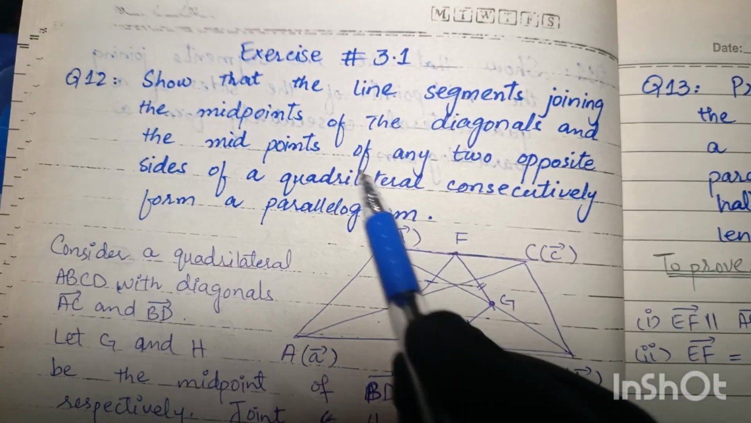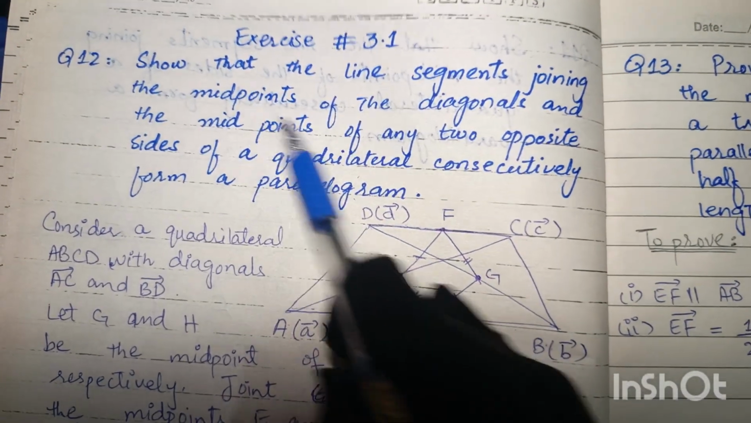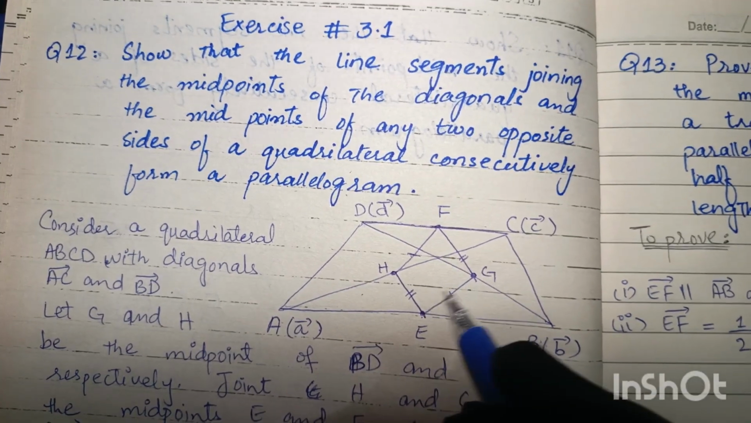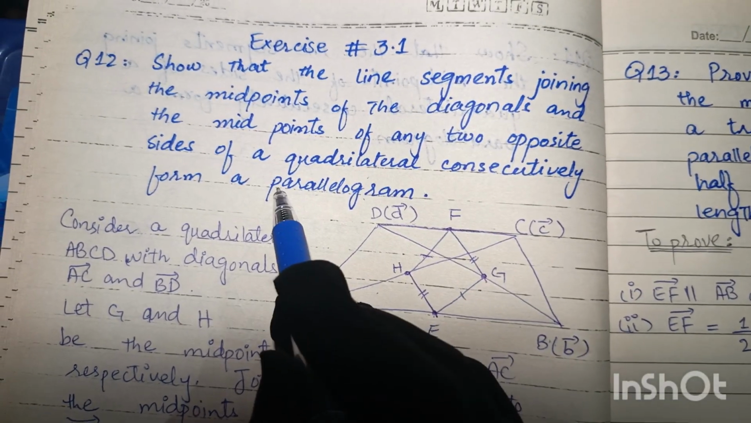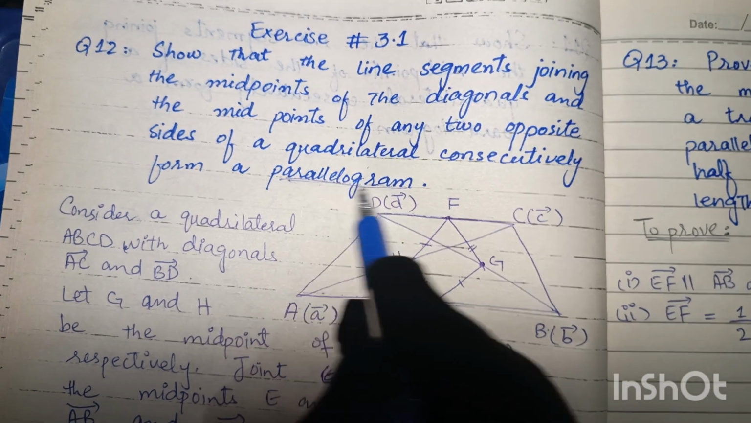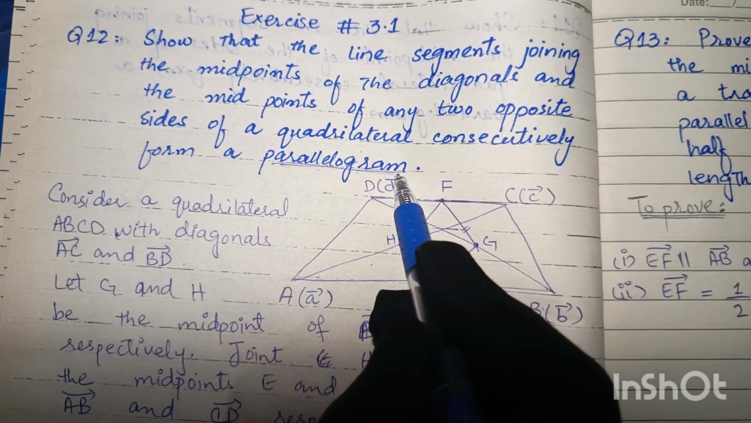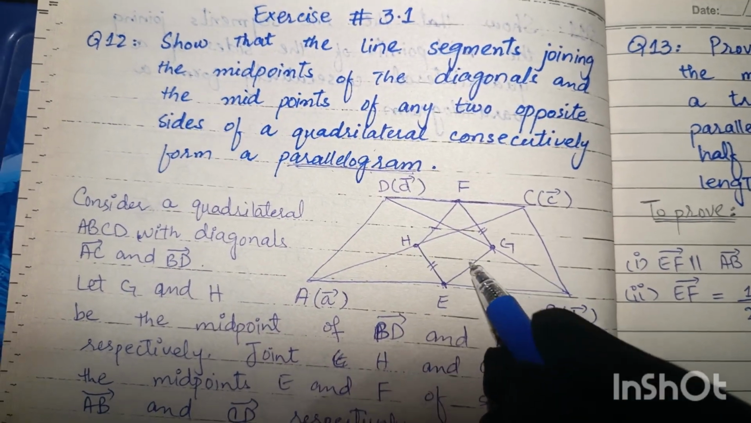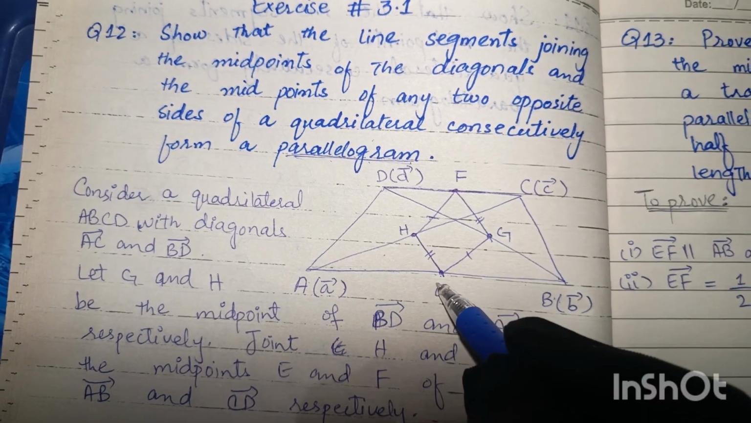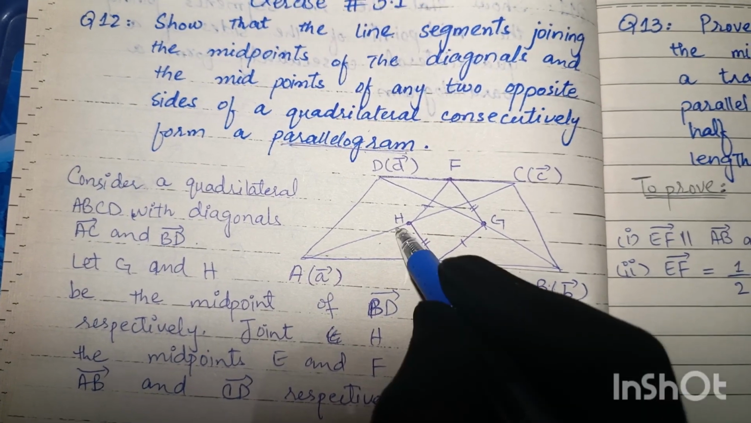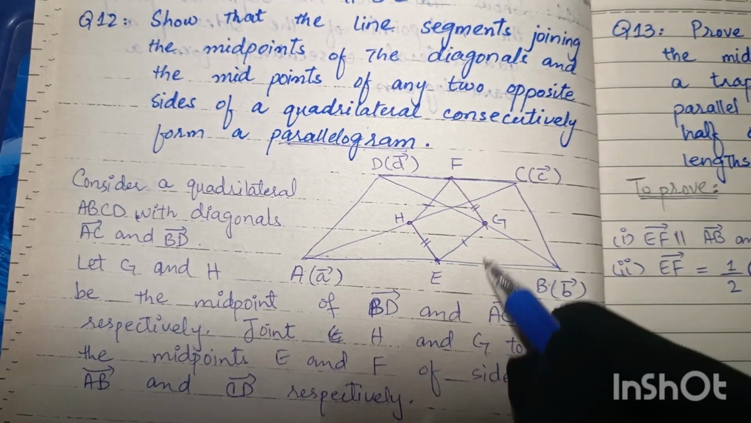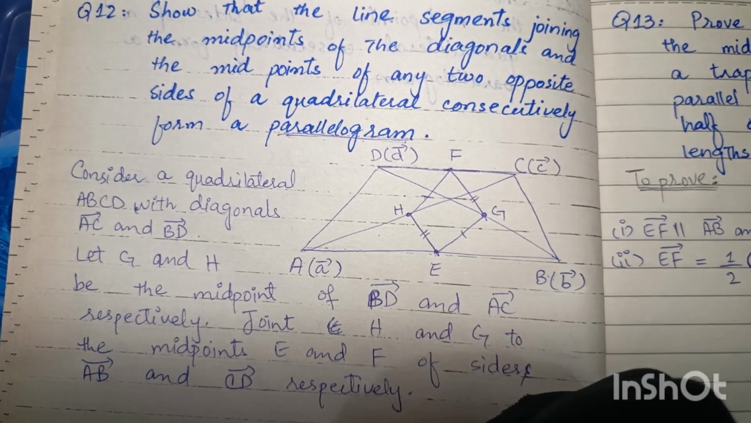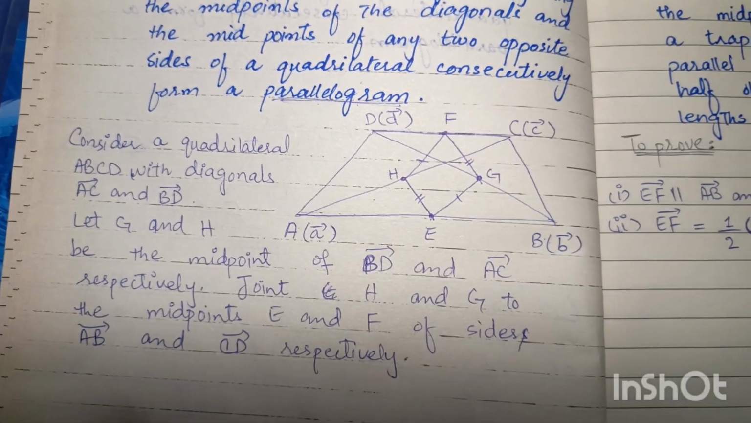Now come to the question again. We have to prove that this inside diagram EFGH forms a parallelogram. This is our real question which we have to prove. So it means we have to prove that the opposite sides are equal and parallel. That means EG is parallel to HF and EH is parallel to GF. So let's start.